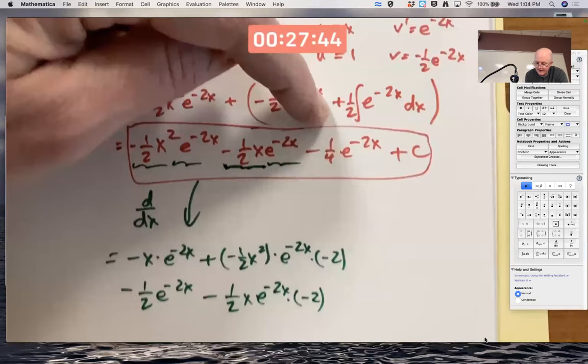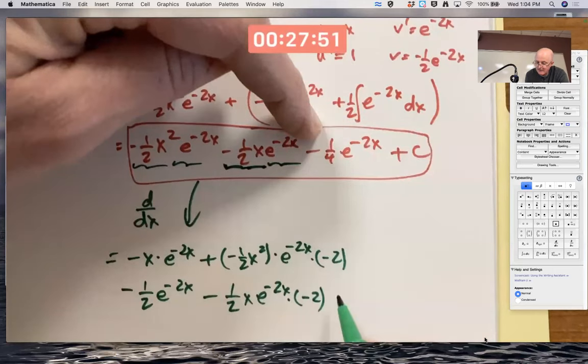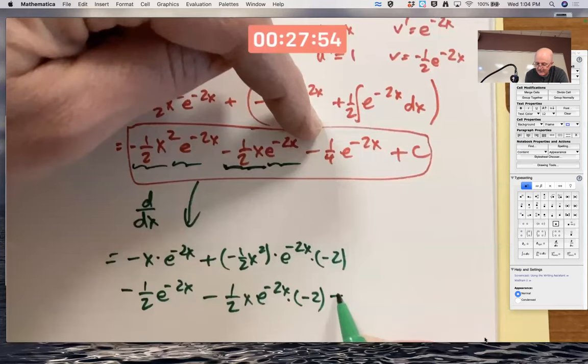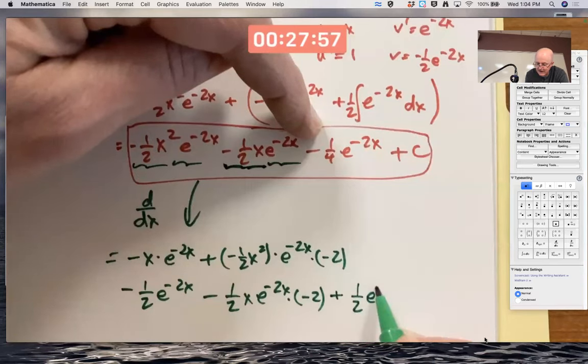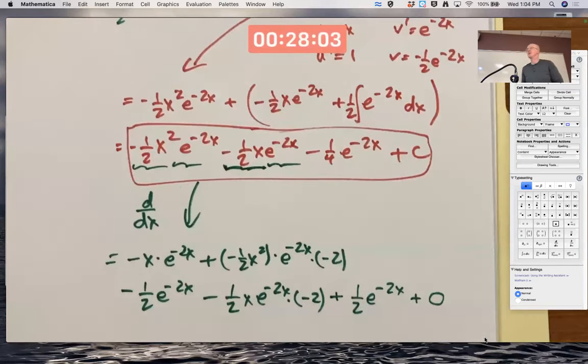On to the derivative of this. I'm going to get an extra factor of negative 2, canceling with that negative sign, and then 2 times 1/4 is 1/2. I'll get a plus 1/2 e to the negative 2x. Plus 0 when you differentiate c. I've been writing the plus 0, you don't have to.